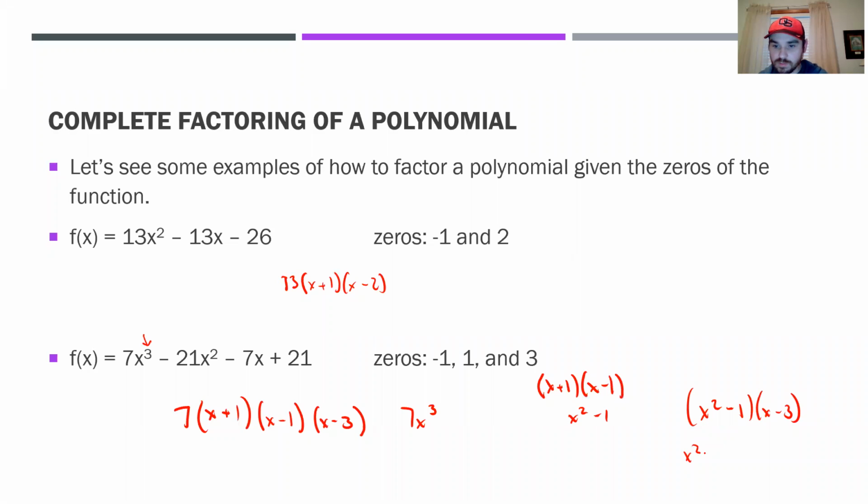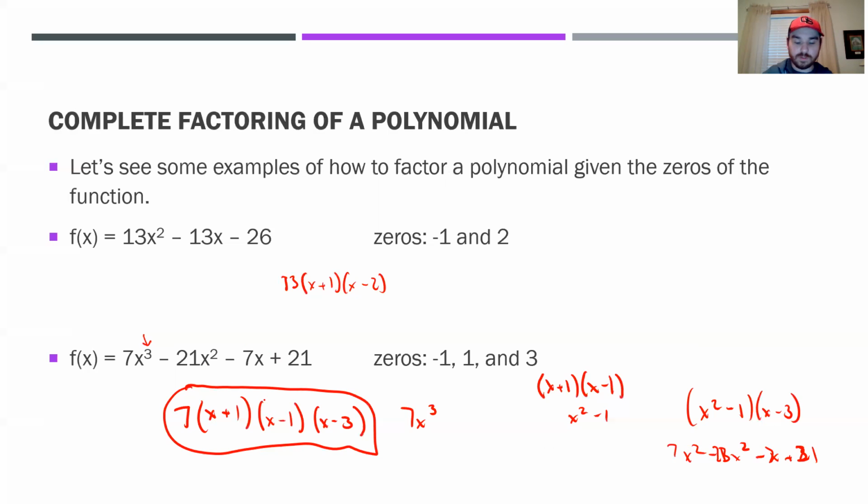This will give us x cubed. We'll get minus 3x squared. Then we'll have minus x and then plus 3. So then all we did here is multiply this whole thing by 7, right? And if we do that, we'd get 7x cubed, minus 21x squared, minus 7x plus 21, which is what we had in our original function here. So this is the factorization of this polynomial.